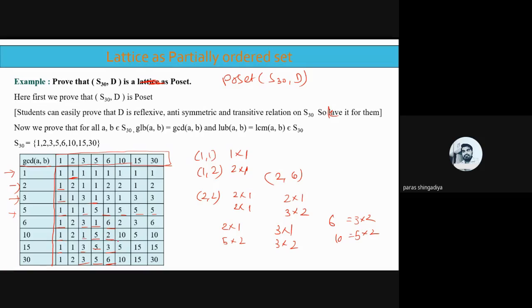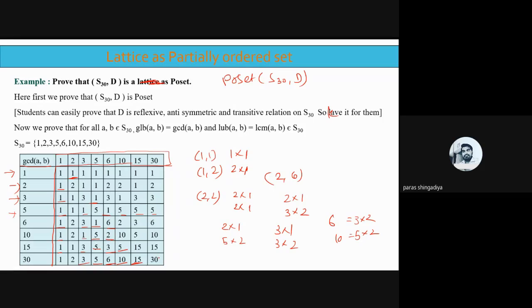And now consider 10 with 10. So answer is 10. 10 with 15, what is common in 10 and 15? 5 is the common value, okay. And 10 and 30, what is common? 10 into 1 and 10 into 3, that is 30. So 10 is the common divisor. So 10, 5, 10, use it here, 10, 5 and 10. Clear? And then 15 with 15, the answer will be 15, and 15 with 30, the answer will also be 15.